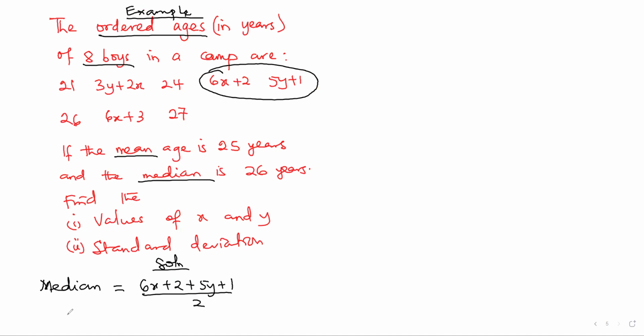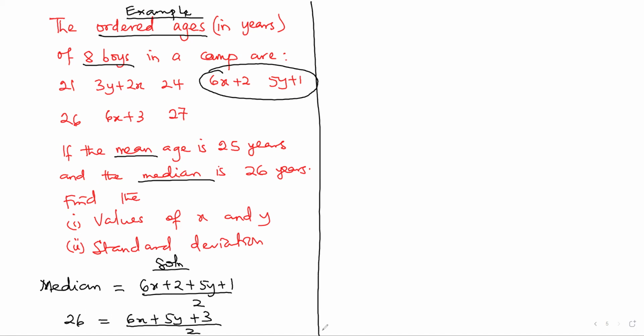But we were told the median is 26, so we have 26 equal to (6x plus 5y, 2 plus 1 is 3) divided by 2. And so when you cross multiply, we have 52 equal to 6x plus 5y plus 3. When we group like terms, we have 6x plus 5y equal to 52 minus 3, which is 49. And this gives me equation 1.